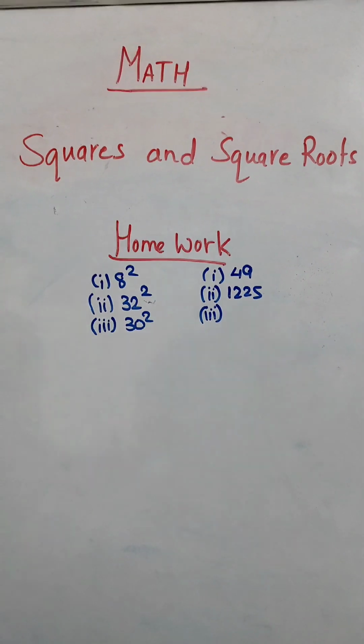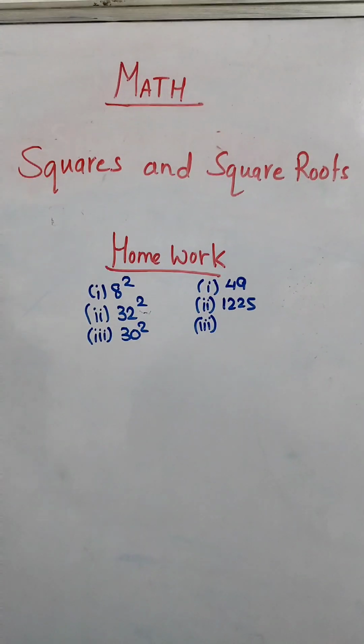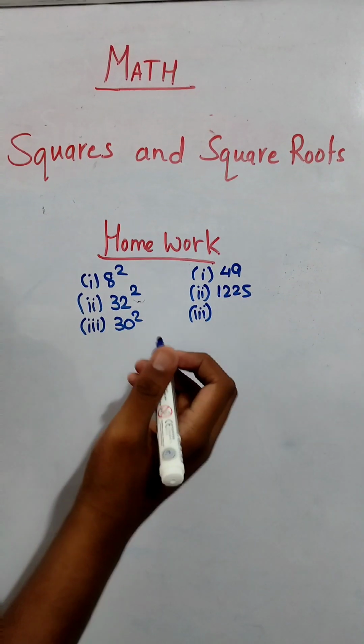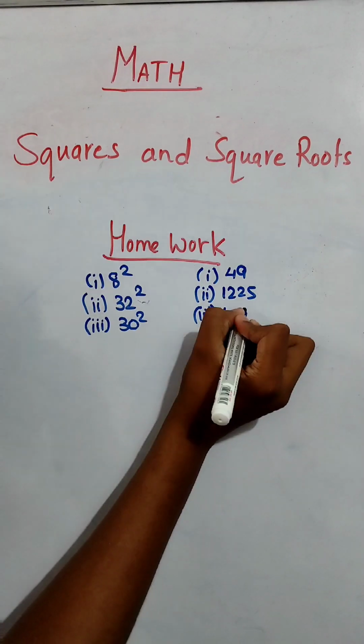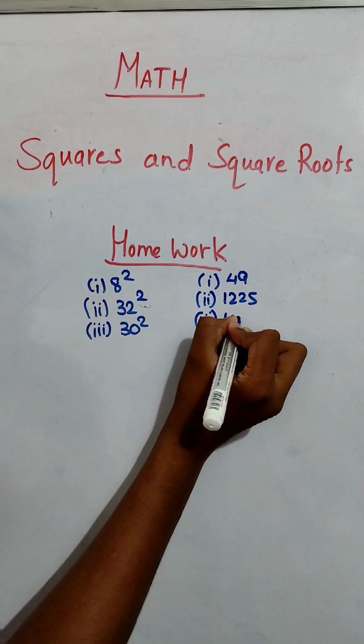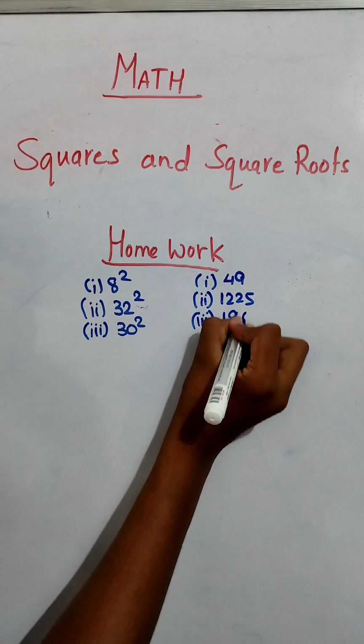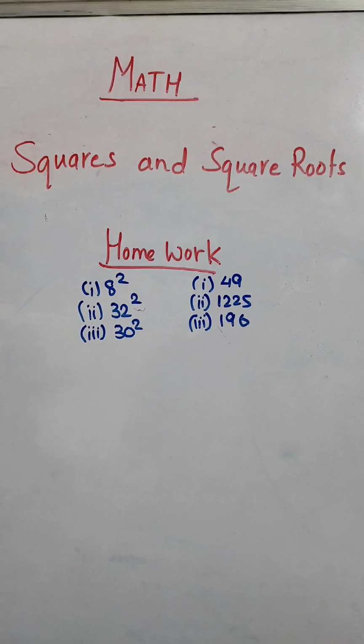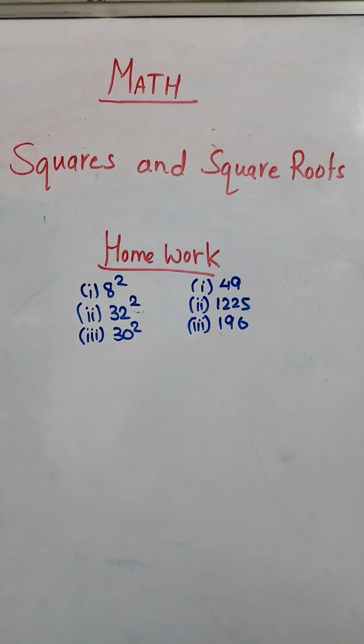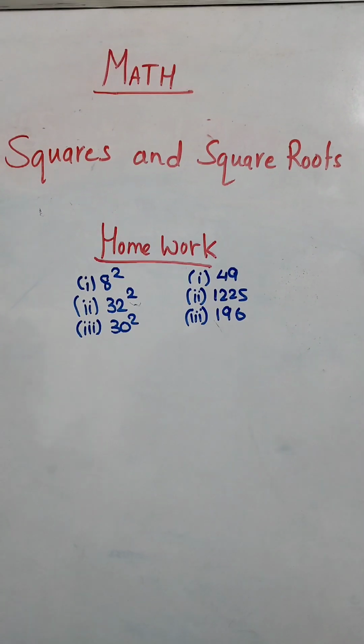A third number that I want you to find the square root of will be 196. All these numbers are quite easy to find, and they're not confusing, complicated or hard to find.